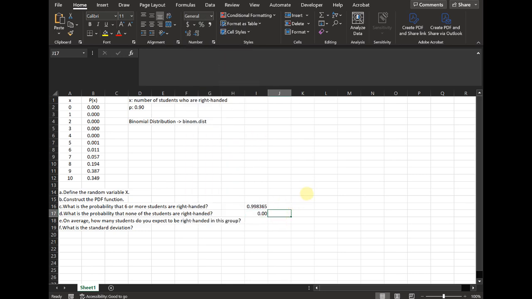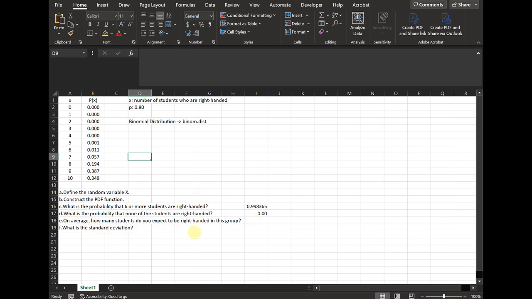But now I can see that, yeah, there's basically no chance that if you select 10 students, none of them will be right-handed. That's very unlikely. And again, that makes total sense if the probability of being right-handed is 90%. So that is not expected. Just knowing how to interpret some of these values when Excel shows you something weird is a really important thing to be able to do.